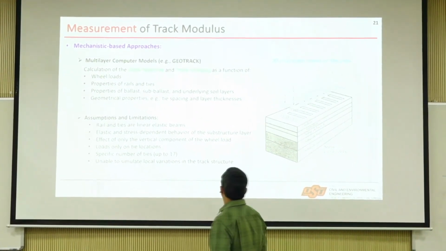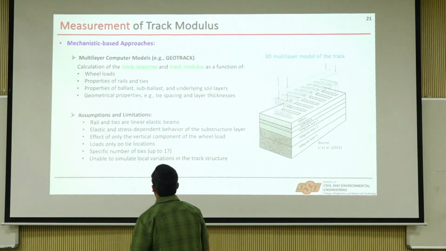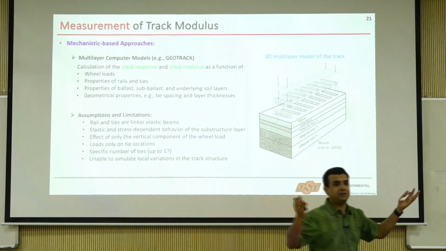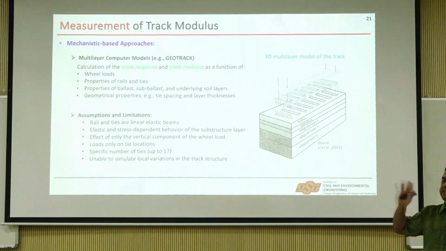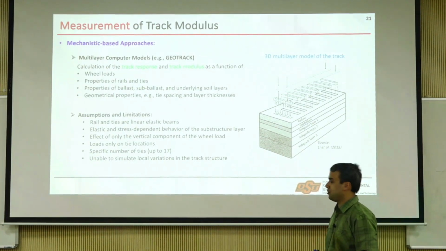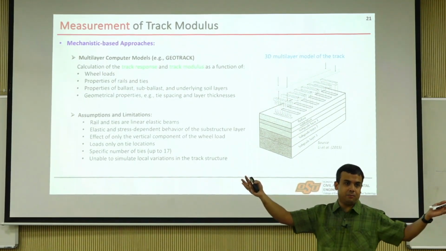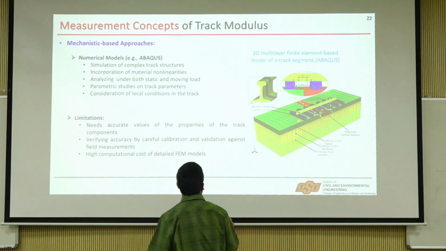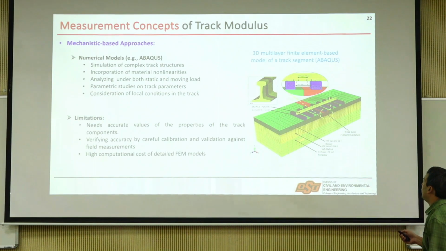And for loads, we are only looking at the tie locations up to 17 ties, and it's unable to simulate local variations in traction, just like any multi-layer elastic theory, right? We said in your ILLI-PAVE, your KENLAYER or your BISAR, you cannot simulate variation within a layer. It's one property, it's one E value. So that's similar to what GEOTRACK does, but you can do that using a numerical model like Abaqus. This is the model. I showed you some pictures of it. So this is what we are doing.